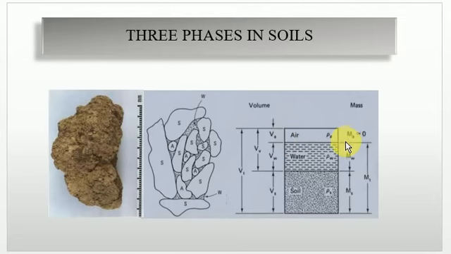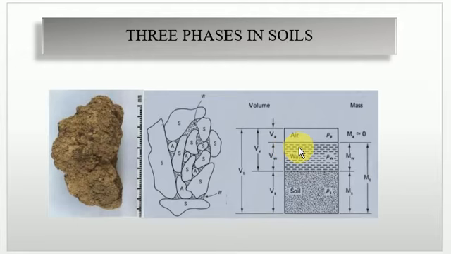Here we know that the weight of air is equal to 0 because we are living in the same atmospheric pressure here. So on all the material it will be the same, so we consider it as 0. But we know that air content can be measured throughout the volume, so it is denoted by Va.